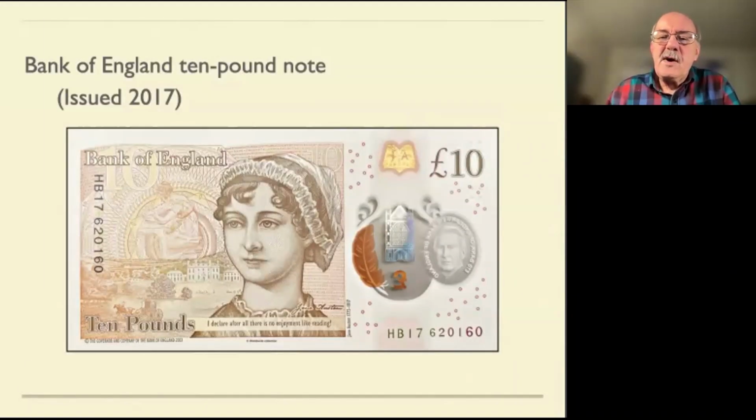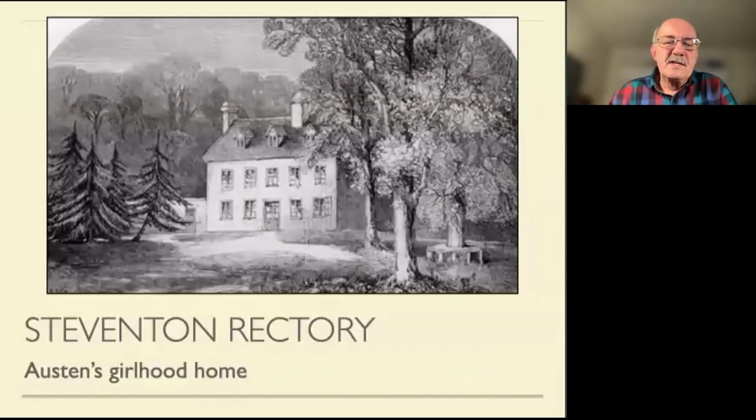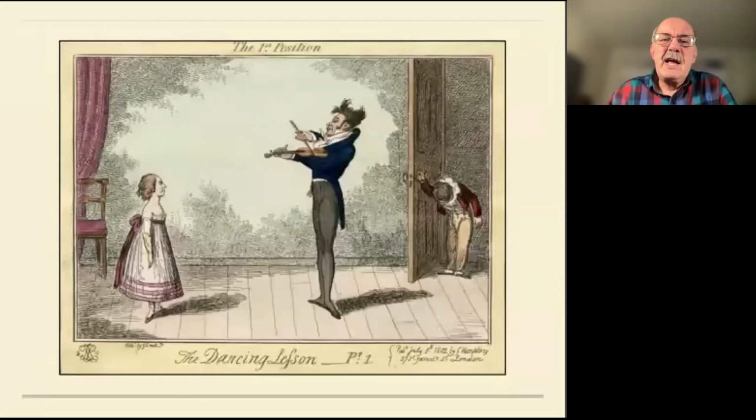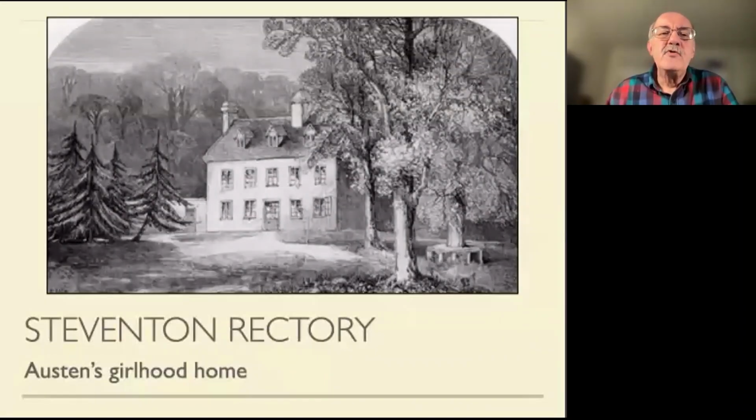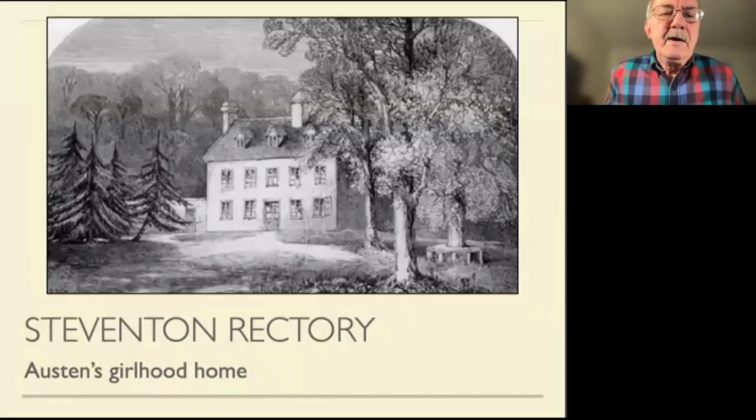Jane Austen grew up in this rectory in Steventon, and starting at around age 8, she probably had dancing lessons. That was the custom. Adults would also take dancing lessons when new figures came in.